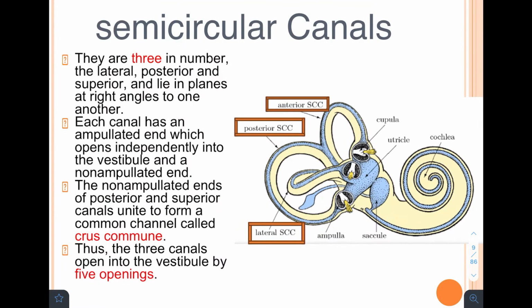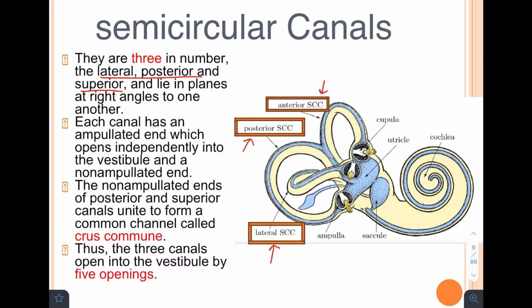Now coming to the semicircular canals, there are 3 semicircular canals, the lateral, posterior and the superior, and they all lie at right angles to each other. You can see over here, this is the lateral or the horizontal semicircular canal, this is the posterior semicircular canal, and this is the anterior or the superior semicircular canal.